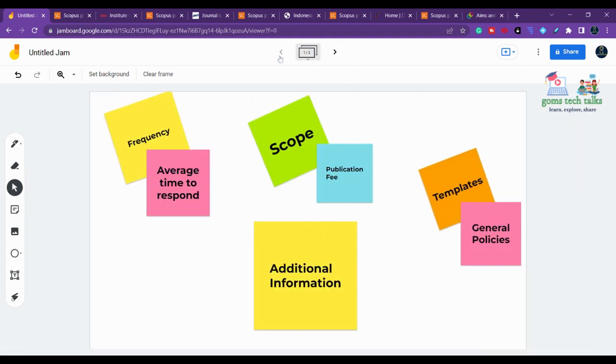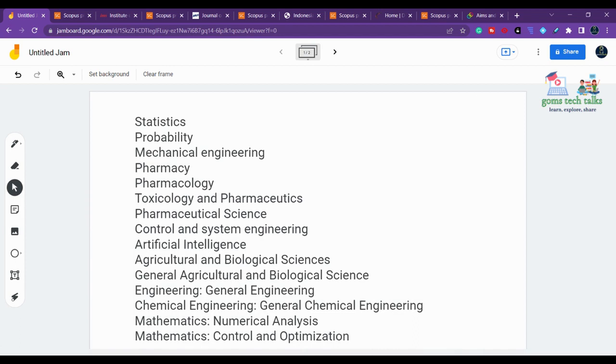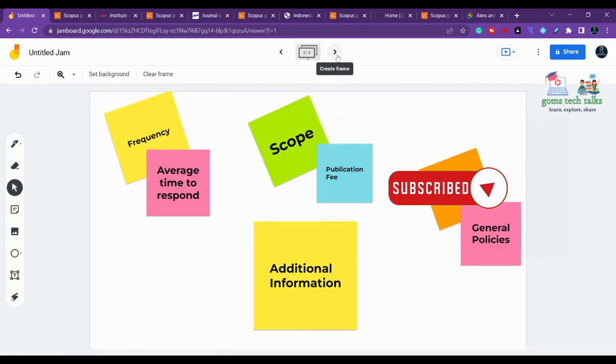Welcome you all back. So today we are going to talk about these journals. I have five journals for you and I will tell you what are the important aspects which you have to definitely consider before choosing any journal.